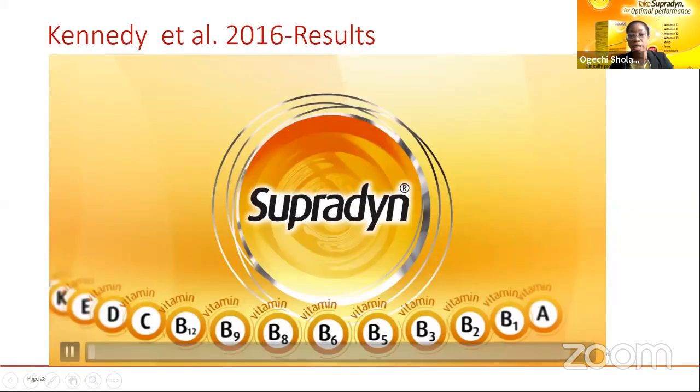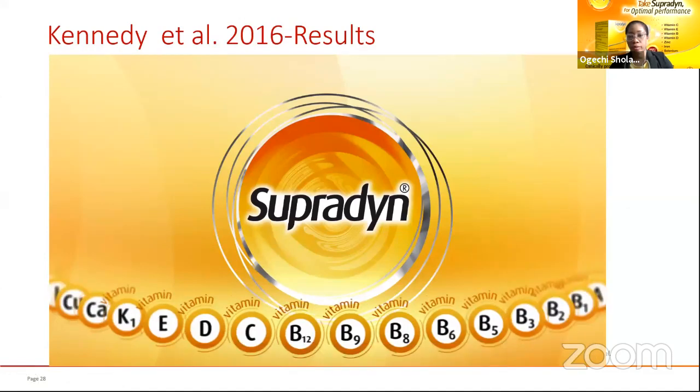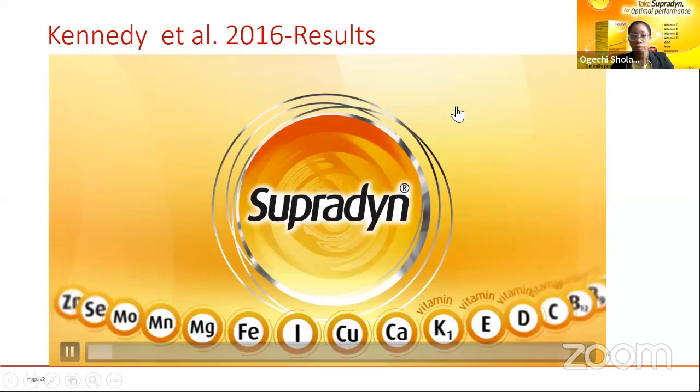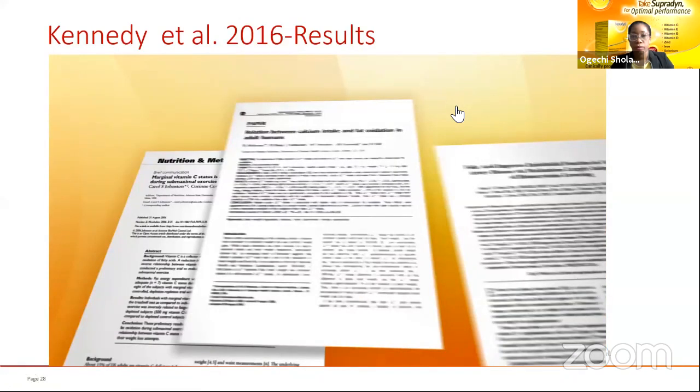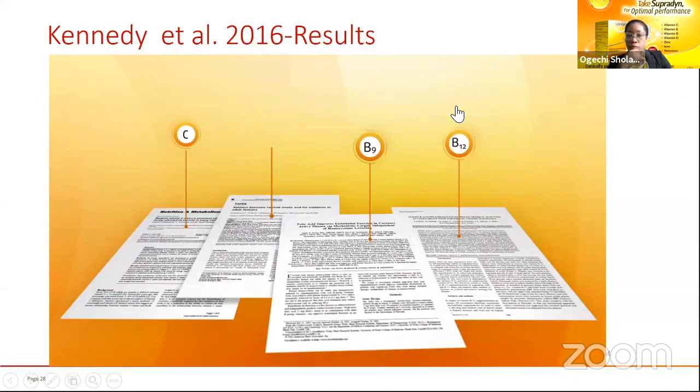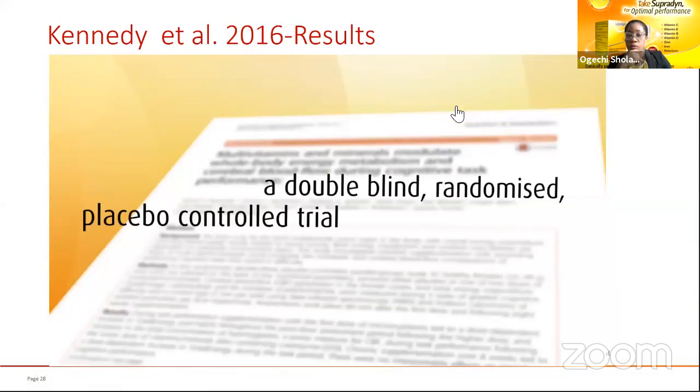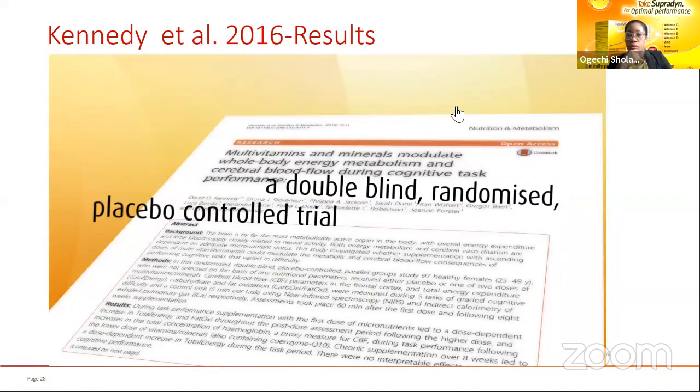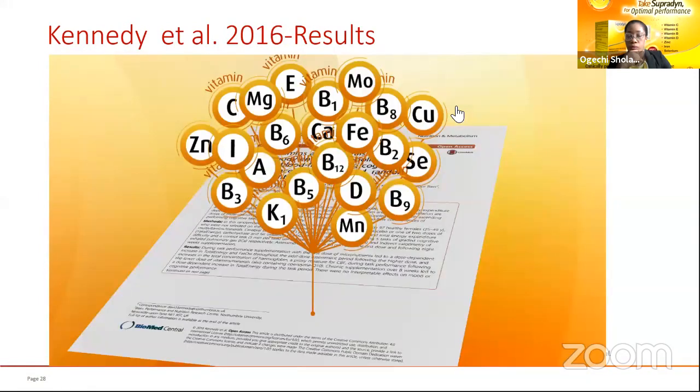This is the last slide. Supradyn contains a broad range of essential vitamins and minerals required for optimal energy metabolism. There is already considerable research on the impact of individual micronutrients. However, Bayer recently partnered with Northumbria University in Newcastle in order to conduct one of the first clinical studies analyzing the effects of combined vitamin and mineral supplementation on energy metabolism.